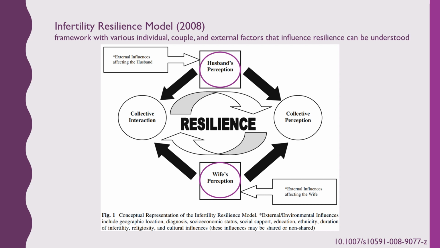And these influences include geographic location, diagnosis, socioeconomic status, social support, education, ethnicity, duration of infertility, religiosity, and cultural influences. And these influences may be shared or not shared.